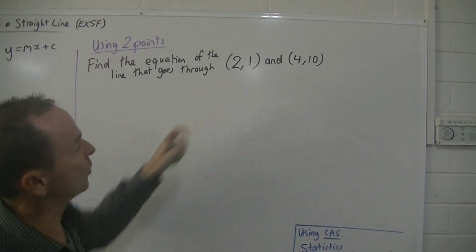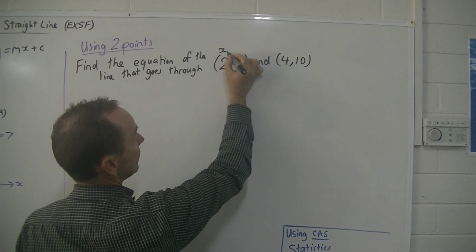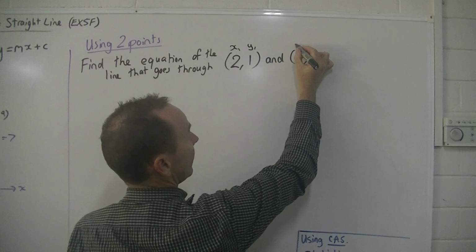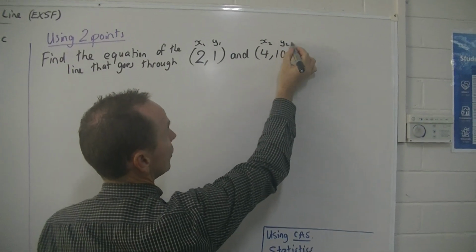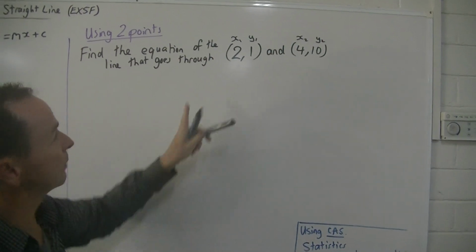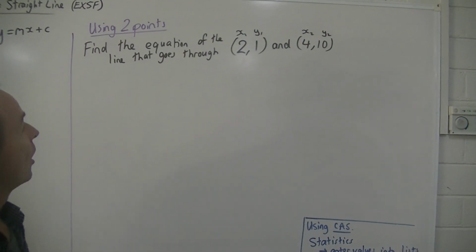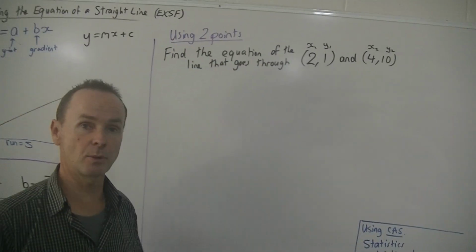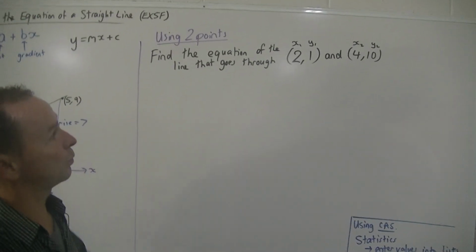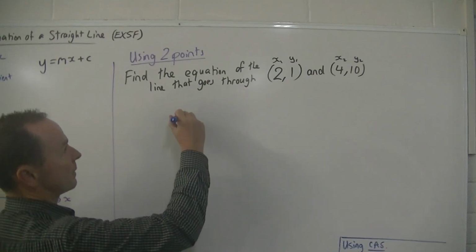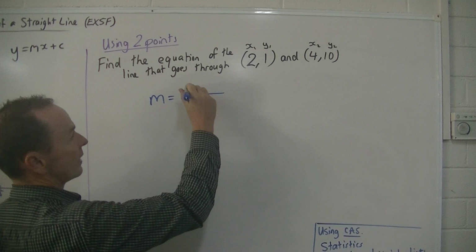Alright, so our first point, we can label it x1 and y1, and x2, y2. It's always good to label it, and it doesn't matter which point's which, as long as you label it like that. Alrighty, so this time we don't have a graph, so we can't see what the gradient is, and we don't know where the intercept is either. So we have to use our gradient, and if you remember the gradient is rise over run.